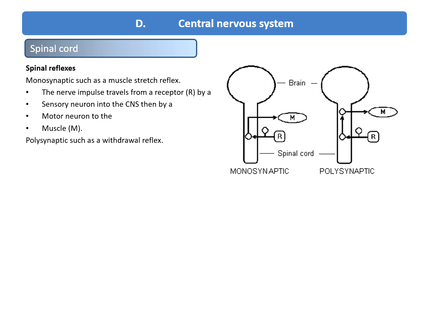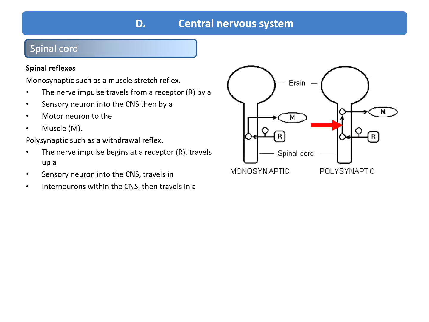In a polysynaptic reflex, such as a withdrawal reflex, the nerve impulse begins in a receptor, travels by way of a sensory neuron to the central nervous system, up the central nervous system in an interneuron, or down as the case may be, and out from the central nervous system by way of a motor neuron to the muscle.